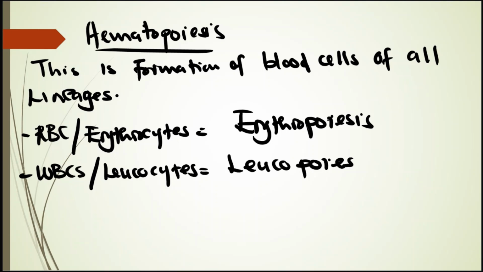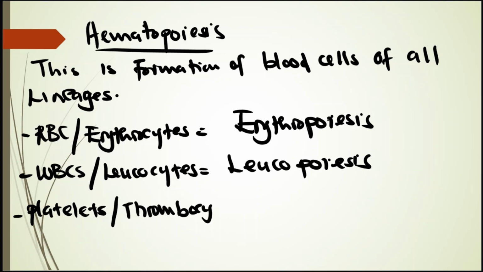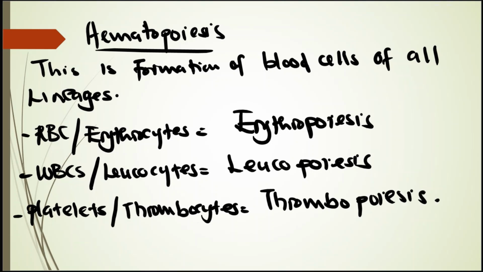leukopoiesis. Formation of platelets, which are known as thrombocytes, is what is called thrombopoiesis. So now, formation of all of this collectively is what we call hematopoiesis. Now, let us look at how hematopoiesis is formed.